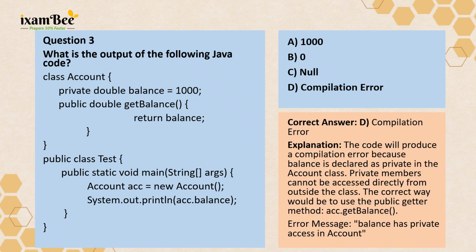The code will produce a compilation error because balance is declared as private in the account class. Private members cannot be accessed directly from outside the class. The correct way would be to use a public getter method account.getBalance to access the balance variable. So you would get an error message, balance has private access in account.